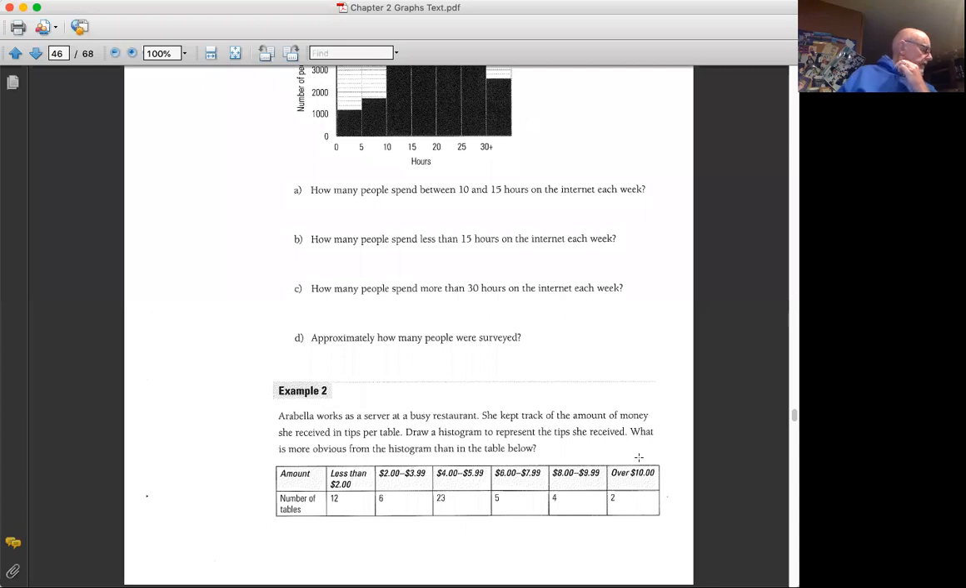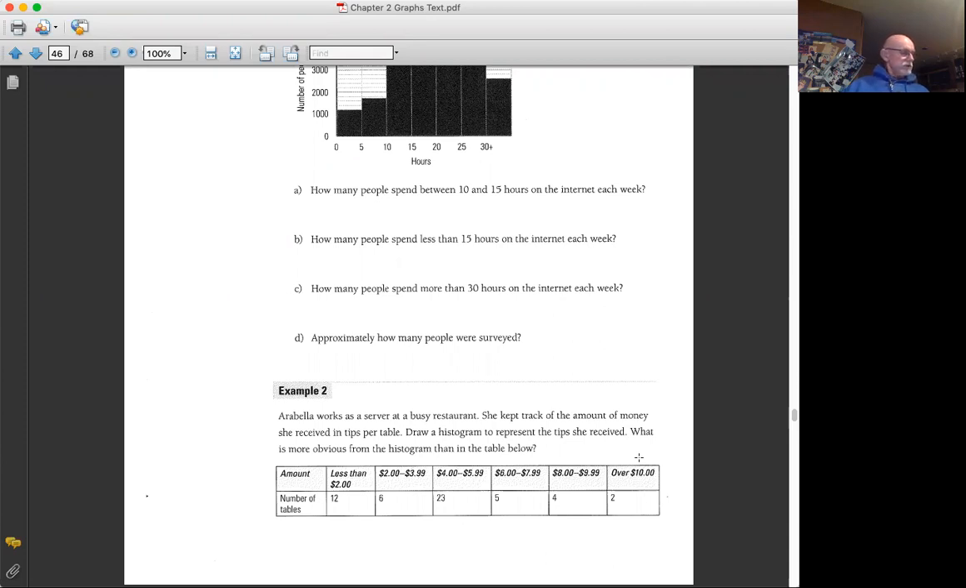Okay, back again. So we are on page 102, the very bottom. It says Arabella works as a server at a busy restaurant. She kept track of the amount of money she received in tips per table. Draw a histogram to present the tips she received. What is more obvious from the histogram than in the table below? That's the big question.